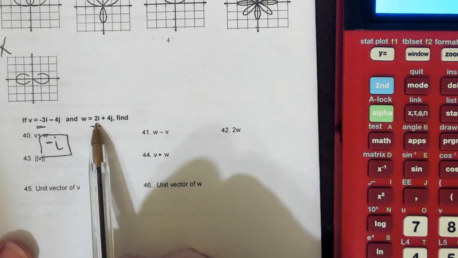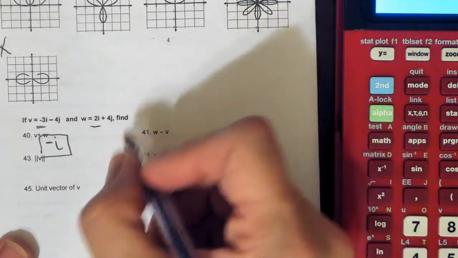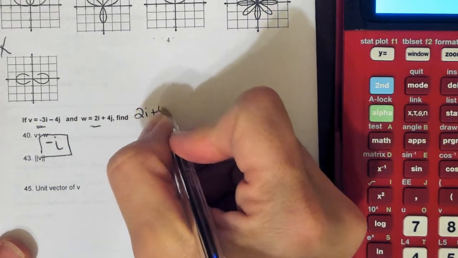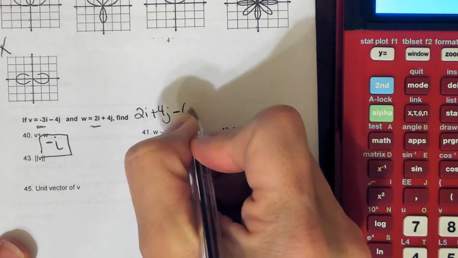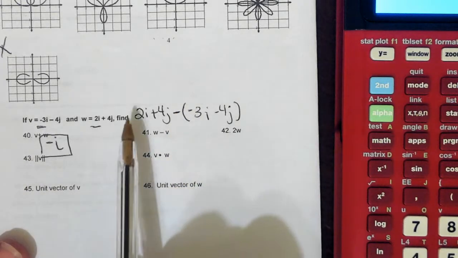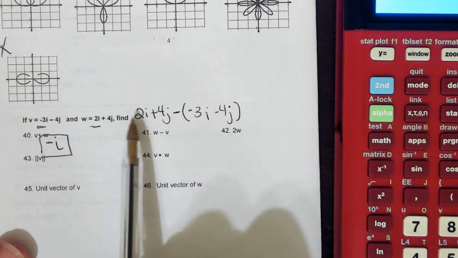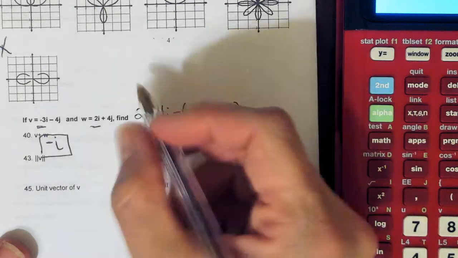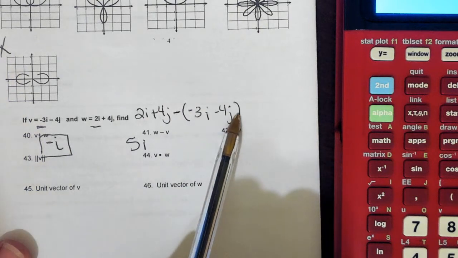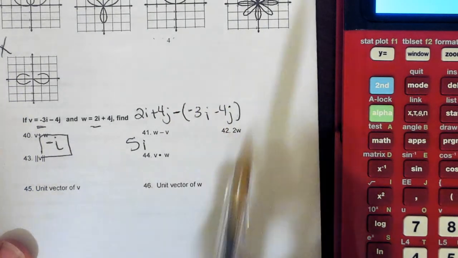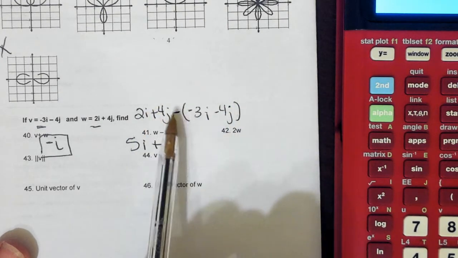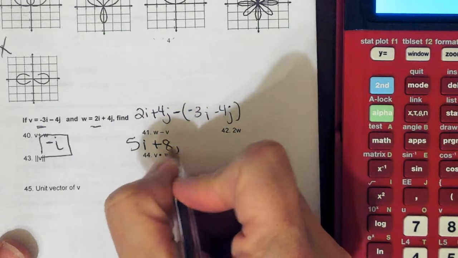41 wants me to subtract w minus v. So I'm actually going to write this one out because it's one that y'all tend to miss. So 2i plus 4j minus negative 3i minus 4j. So term to term, 2i minus a negative. Well, 2 minus a negative is really a positive, so that's 5i. And then we have 4 minus a negative 4. Well, minus a negative, again, is going to change to a positive. So a lot of y'all are going to fall for this, and you're going to think it's 0. But remember, negative negative changes to a plus, so that's plus 8j.